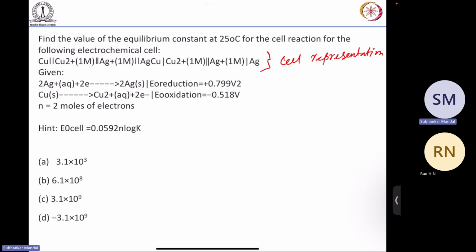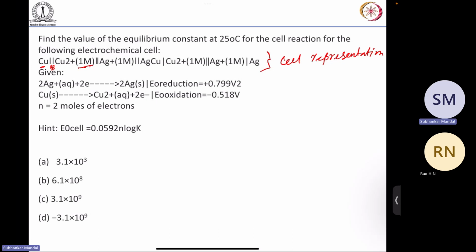Here copper is going to copper 2 plus. Copper is solid, so it is written like this, and copper 2 plus is in the aqueous solution, given as 1 molar. I think we know these things from school time. And this double arrow, what is it representing? That copper and copper 2 plus are in different phases or different compartments.